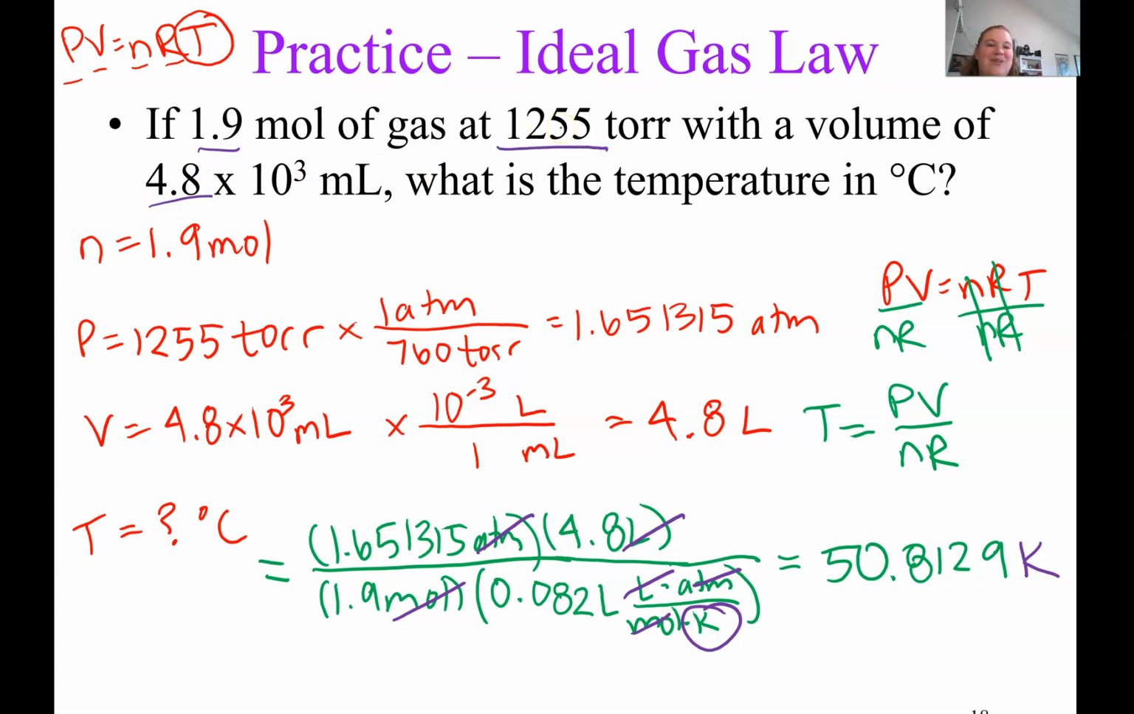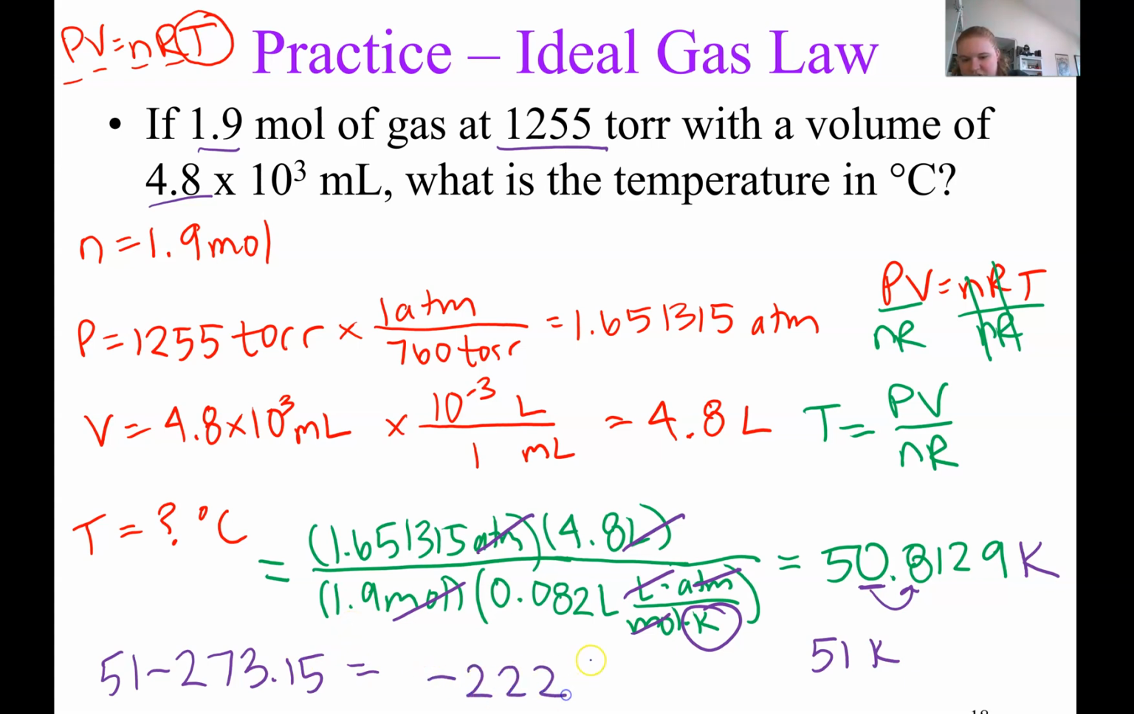Now, if we look back at significant figures, 2 of our numbers had 2 significant figures and 1 had 4. So 2 is the cutoff point. So that becomes 51 Kelvin. But the question was actually asking for it in Celsius. So I need to take my Kelvin and subtract 273.15. And I get negative 222 Celsius.